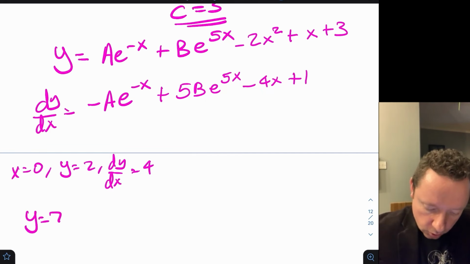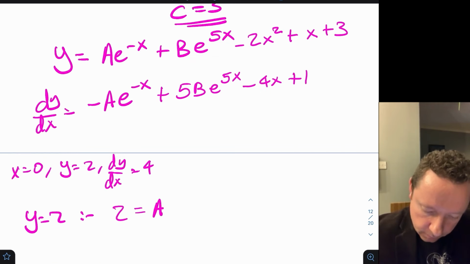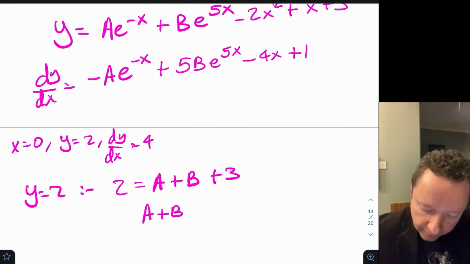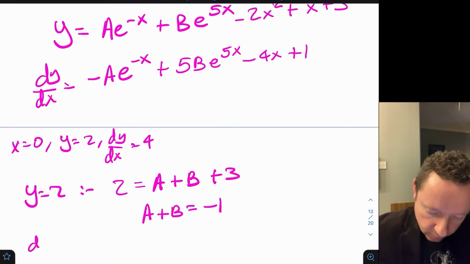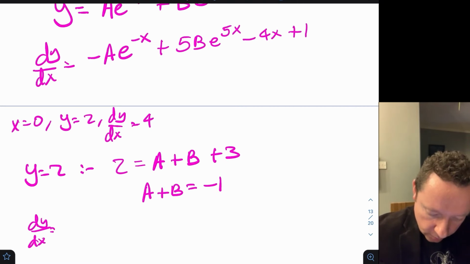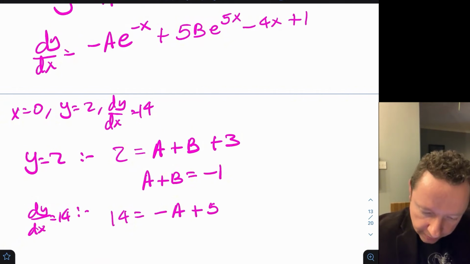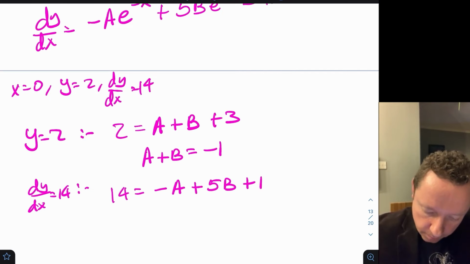So when y equals 2, we get 2 equals a plus b, and then 0, 0 plus 3. Or to put it a better way, a plus b equals minus 1. And then when dy by dx equals 14, we get 14 equals minus a plus 5b plus 1, or minus a plus 5b equals 13.